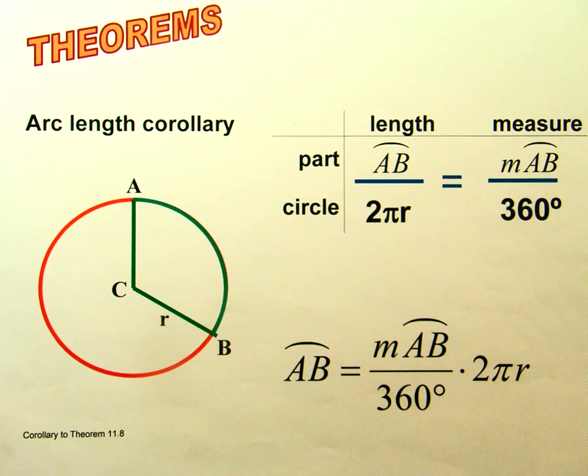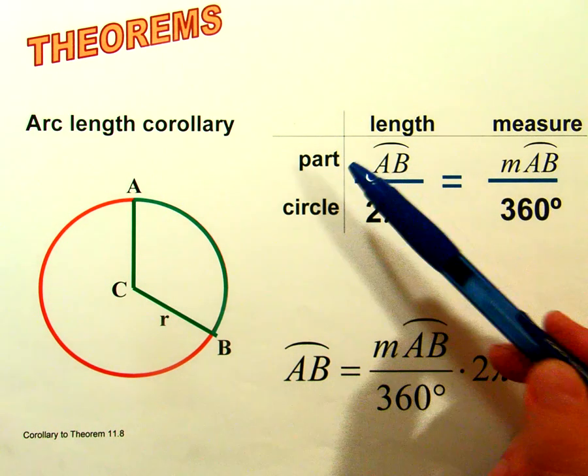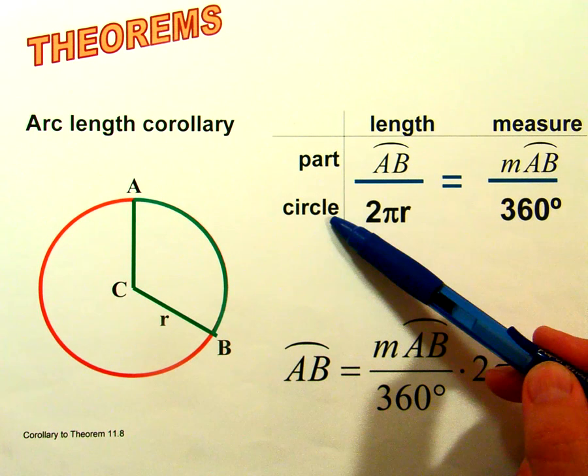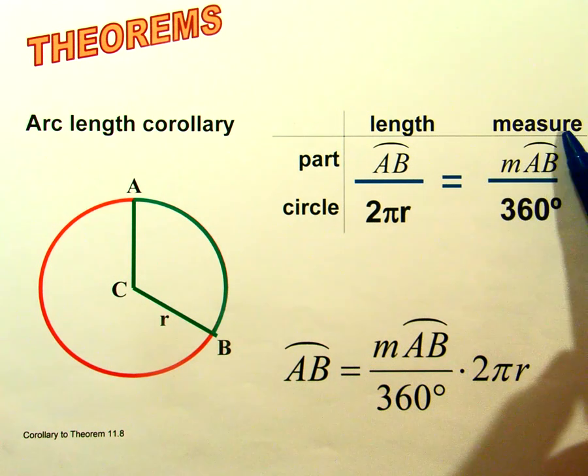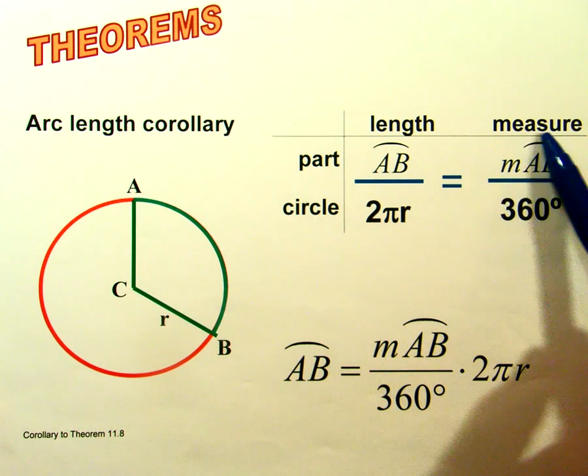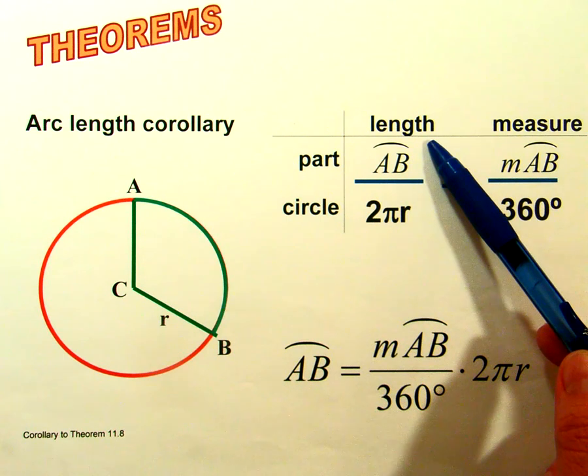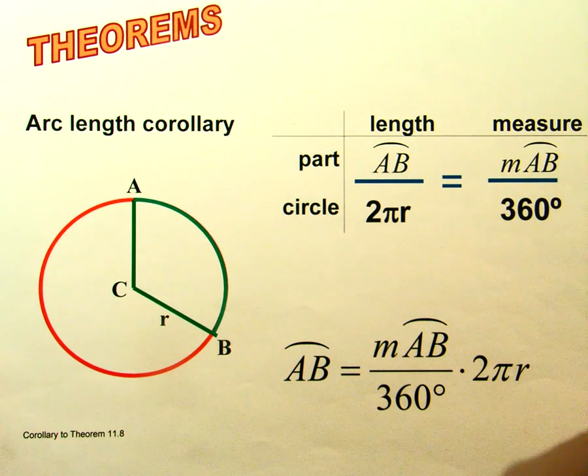Make note of it. This is the same thing I just did. It's stated in general terms, relative to the part of the circle and the whole circle, and the two types of things that we're evaluating: the length, the actual length, a measurement, and then the measure of the angle. Okay, let's work a few problems on this.